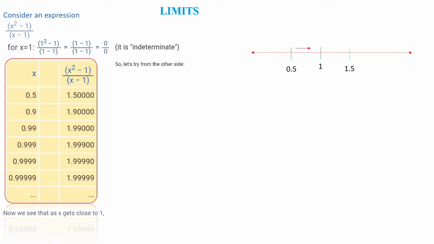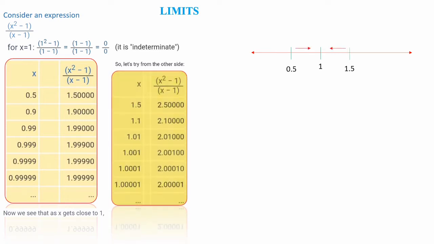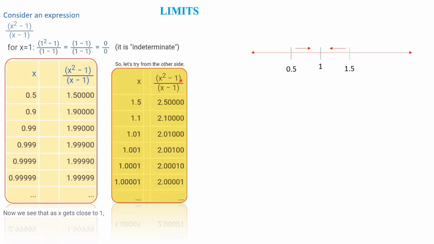Let's check. Here x and (x square minus 1) divided by (x minus 1), the two columns as before. We will start from 1.5. 1.5 when we substitute, we will get 2.5. 1.1 we substitute, we will get 2.1. 1.01 when we substitute, 2.01. 1.001 when we substitute, it is 2.001. 1.0001, this is also very close to 1. We will get a value which is very close to 2.